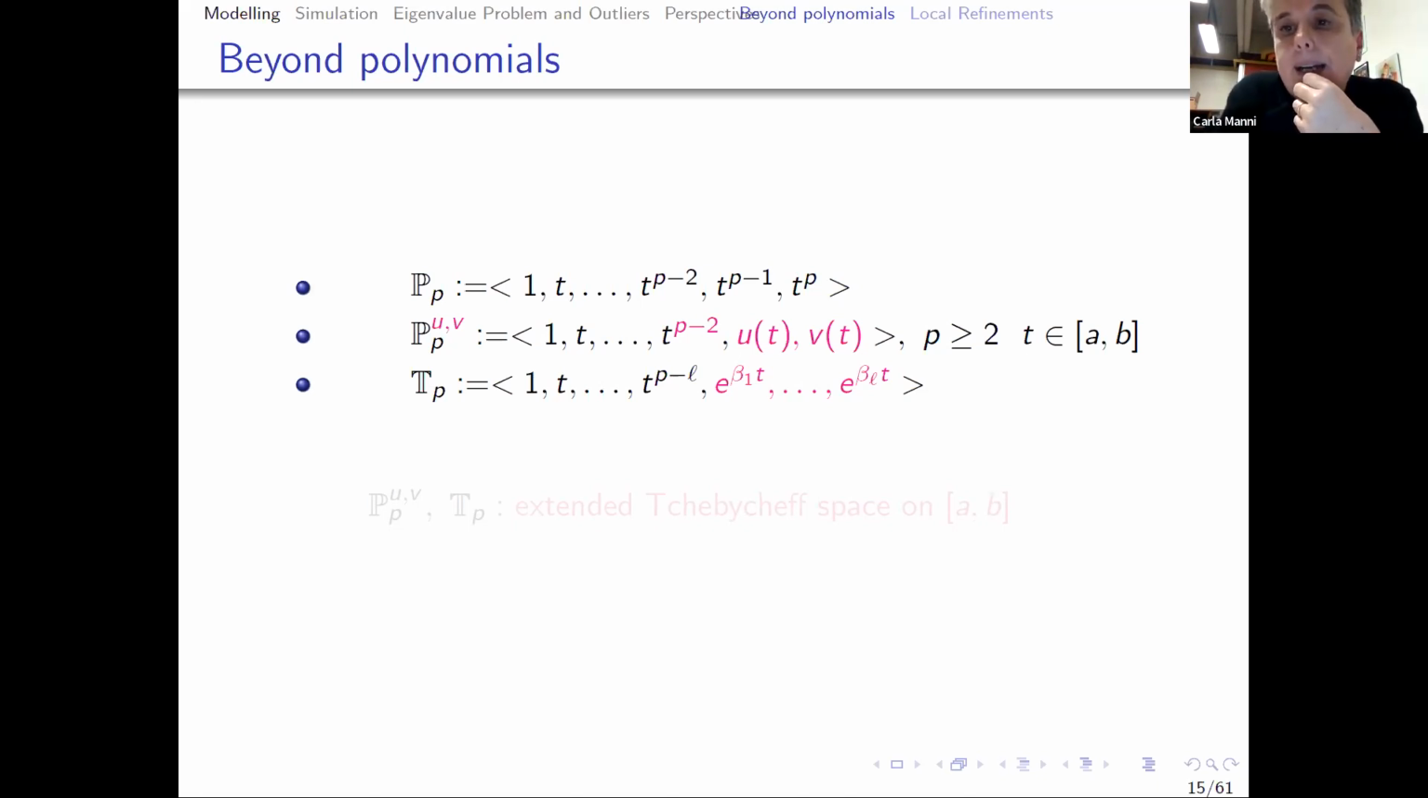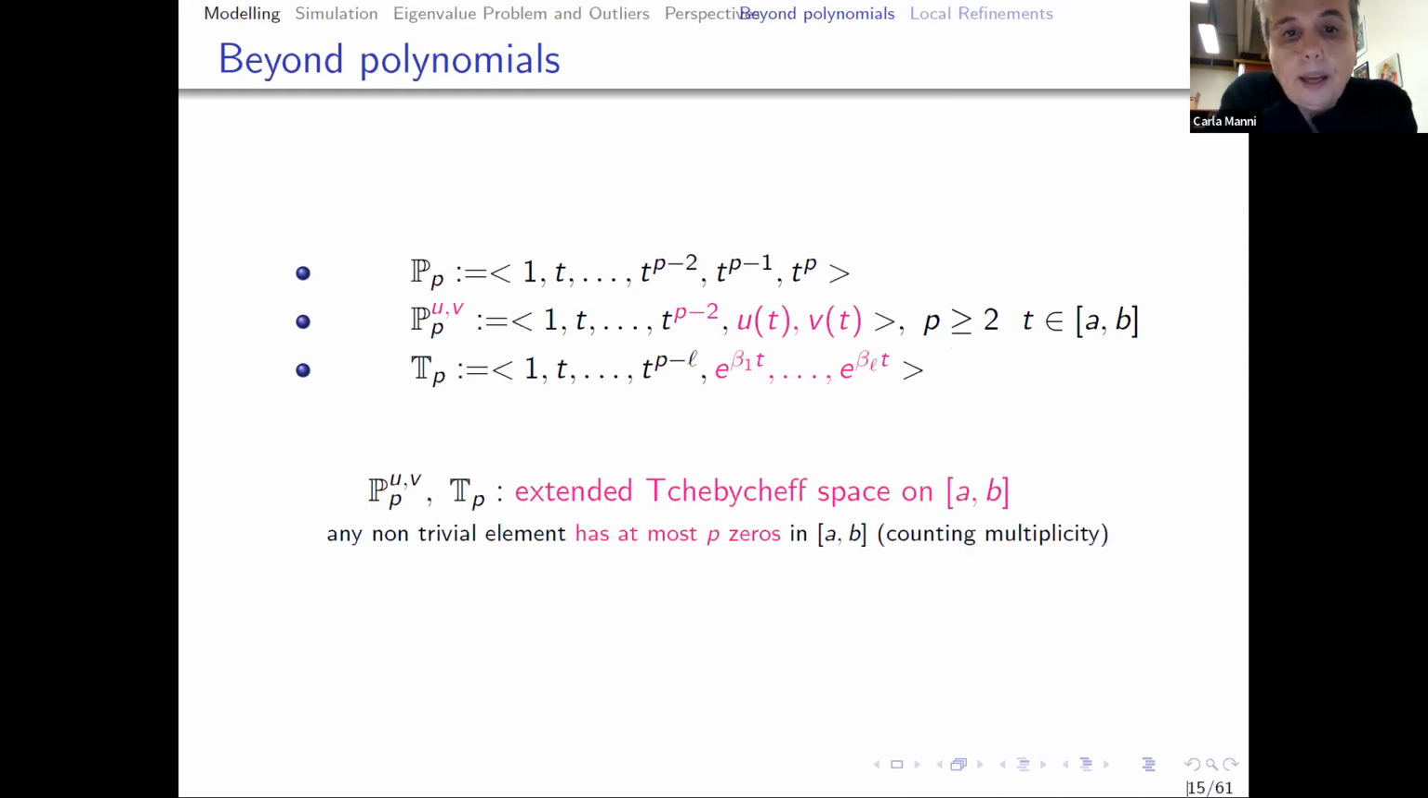And so the idea is to consider not only polynomial spaces, so not only piecewise polynomial functions, but functions which belong piecewise to slightly larger spaces. As an example, you could add at minimum two functions u and v which are not polynomial, or you could consider adding some exponentials. Here, the parameters beta are intended to be complex numbers, so these include also the trigonometric functions. So these are just instances. The idea is that you can replace the polynomial space with some more general space, but still not too general, because otherwise you will lose many properties.